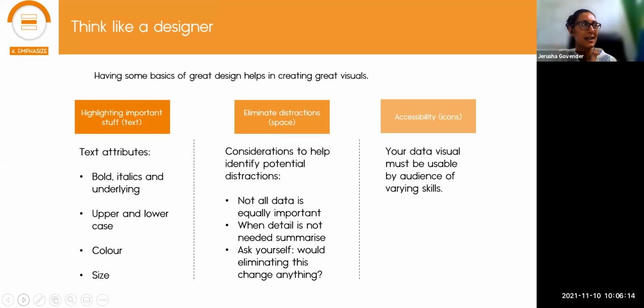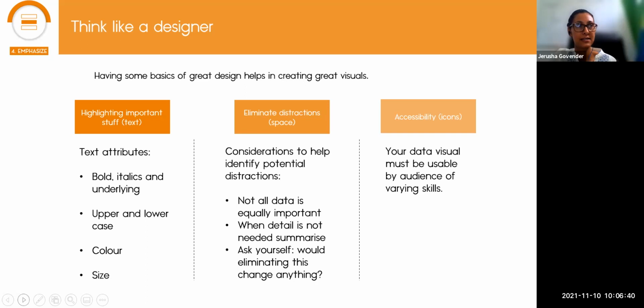Firstly, highlighting the important stuff. You could use text attributes to do this, such as bold, or using a different color. You can eliminate distractions, which is a rule some people are not keen on breaking, but you can remove your grid lines if you've already incorporated your data headings.